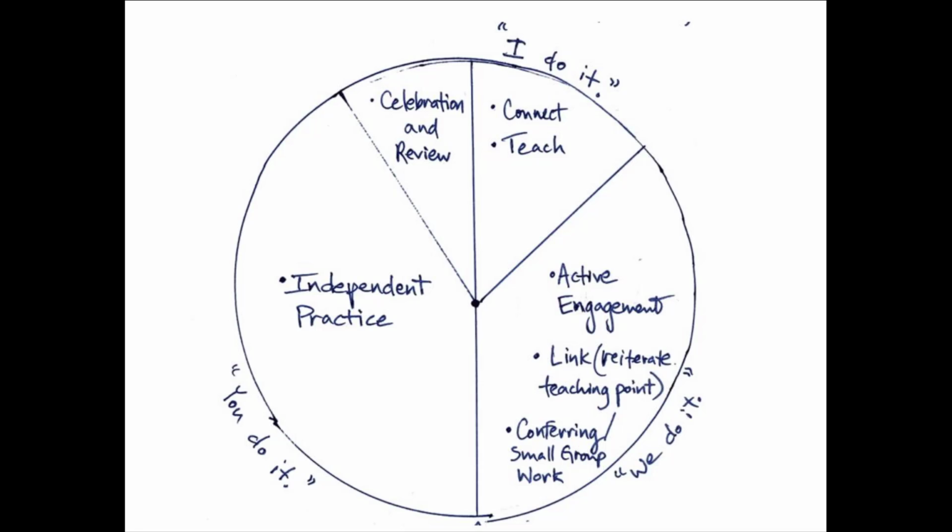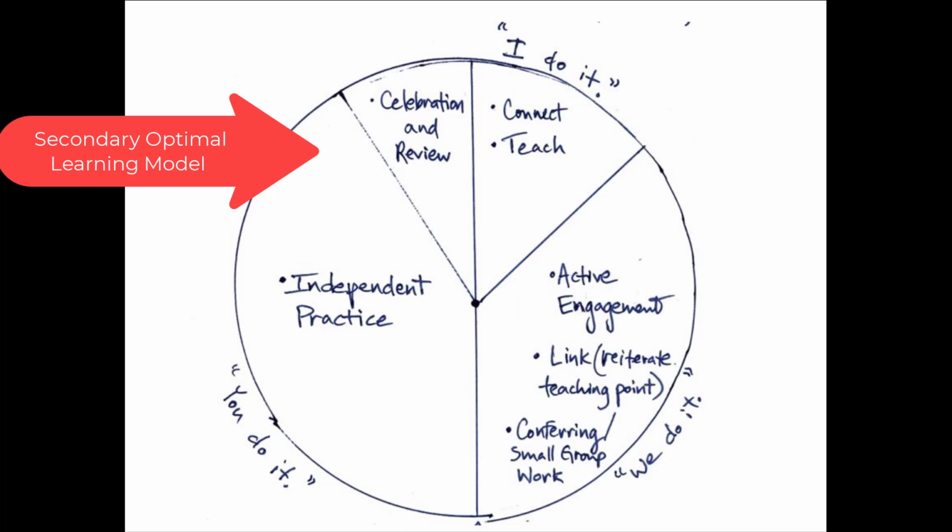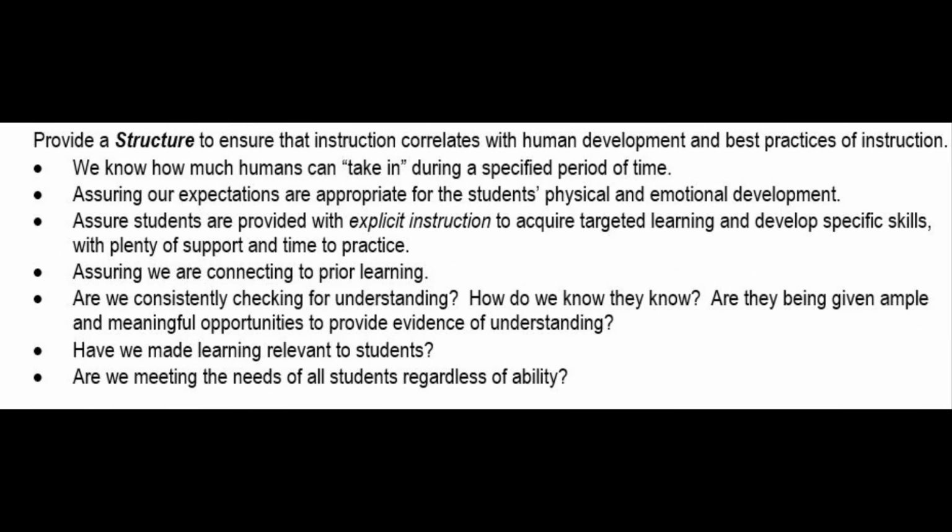And today we're going to focus on the optimal learning model for secondary. The purpose of our optimal learning model is to provide a structure to ensure that instruction correlates with human development and the best practices of instruction. Our goal here is to make sure that we're using the best practices for virtual learning and human development to assure that our instruction reaches our students and they can maximize learning.